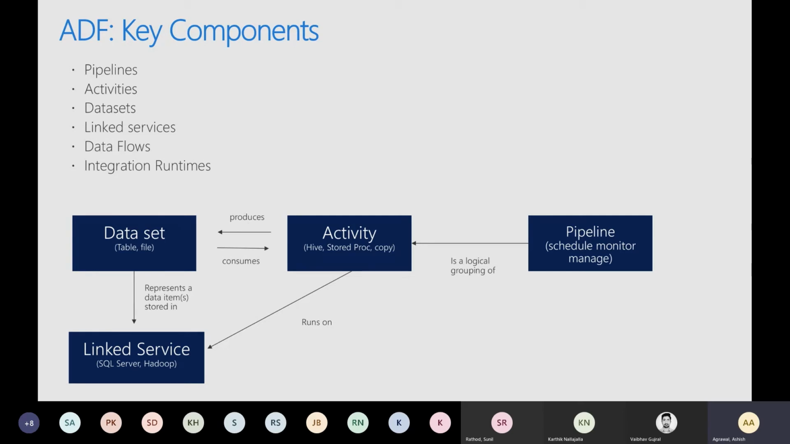Besides that, data flows is a new thing you might have heard about in Ignite. Microsoft announced the GA of graphical data flows, and then integration runtimes. This is the compute infrastructure that ADF will use behind the scenes. You have two types, and we'll go into detail. There's the Azure integration runtime, and then self-hosted. There are various reasons why you should use them. You probably would end up using both of them, but depending on your use cases, you will have to go with one versus another.